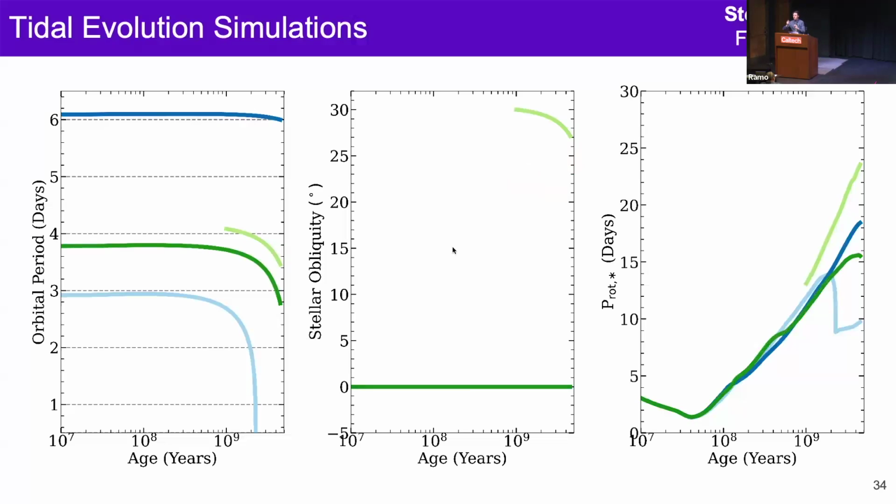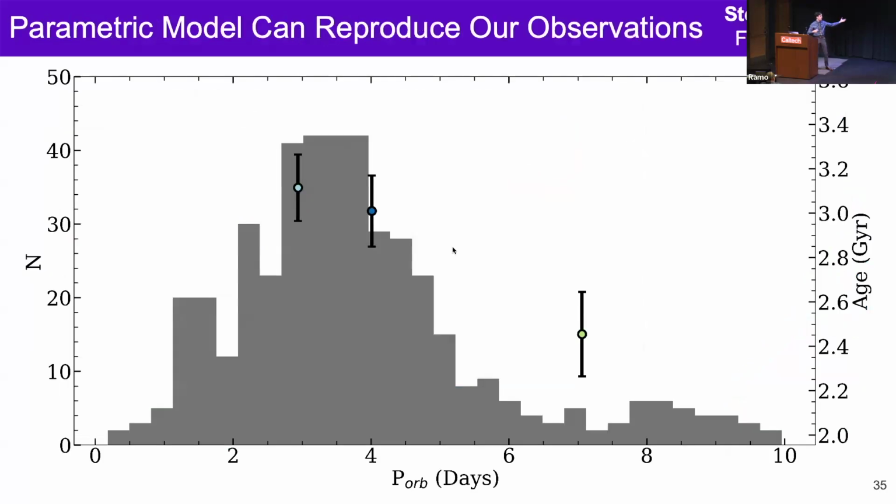So if we take all of these different scenarios and create a bunch of different ones of them and create a parametric forward model to describe the hot Jupiter population, ideally what we want to see is something that replicates this. This is the observations that we have, the period distribution for hot Jupiters, and the characteristic mean ages that we see for the hot Jupiter population.